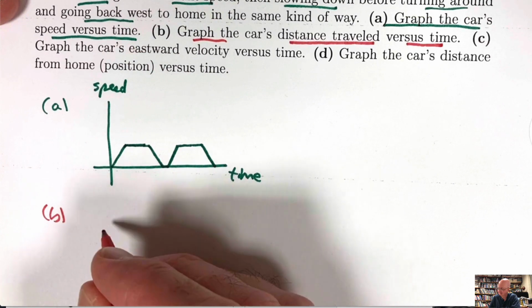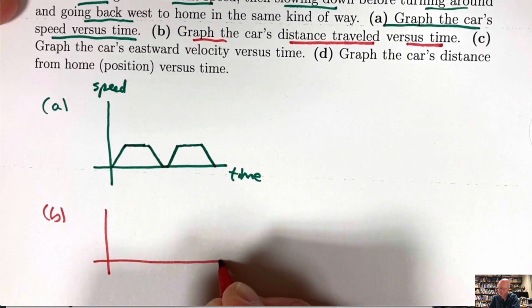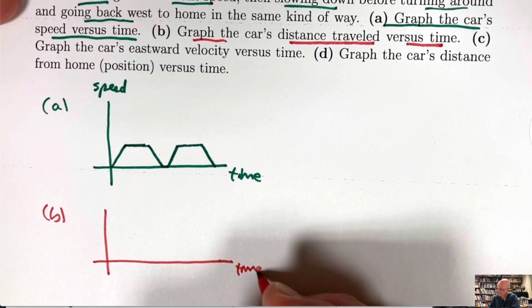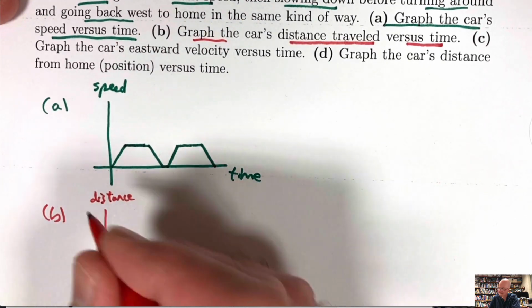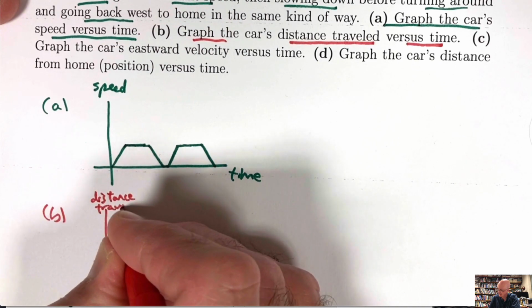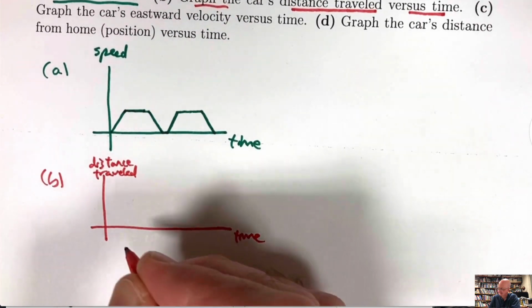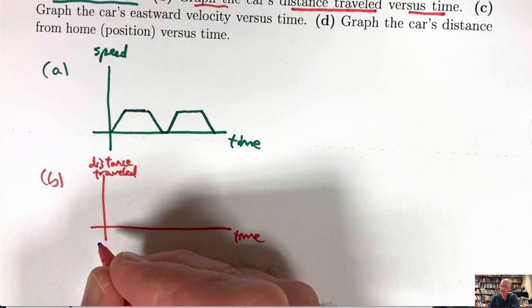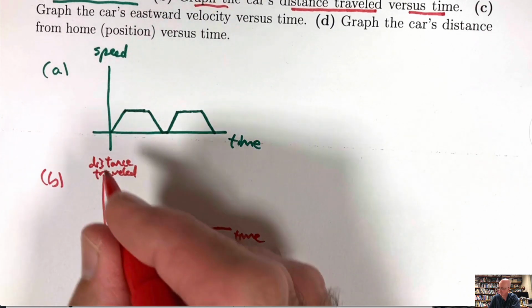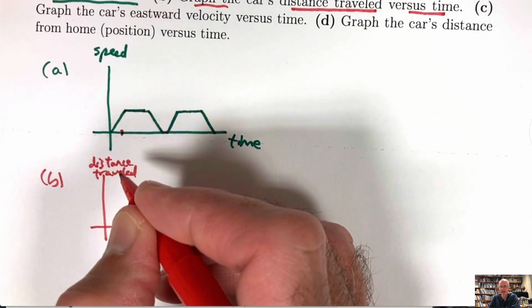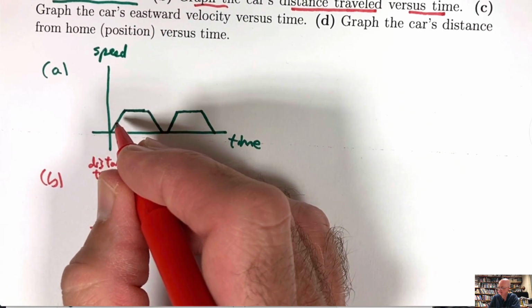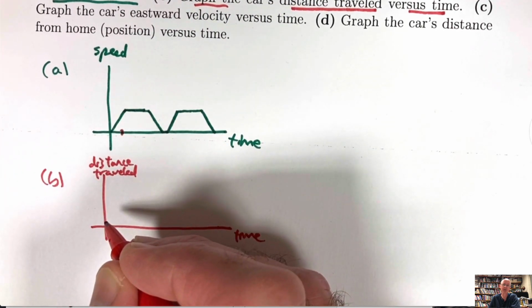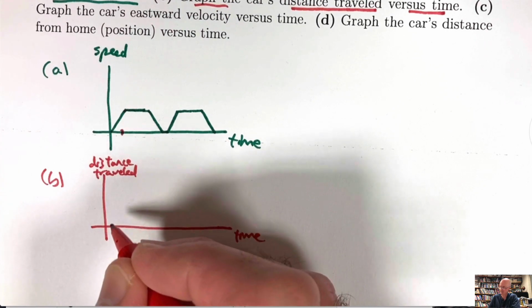We're only thinking about the speed and not thinking about direction. This is time. This is distance, not from home, but distance traveled. Okay? So at time 0, the car hasn't gone any distance. The car is speeding up from this time to this time right there. And I drew it so that it's a straight line increase in the speed. In other words, the acceleration is constant. What would that mean about the distance traveled? It will not be a straight line.